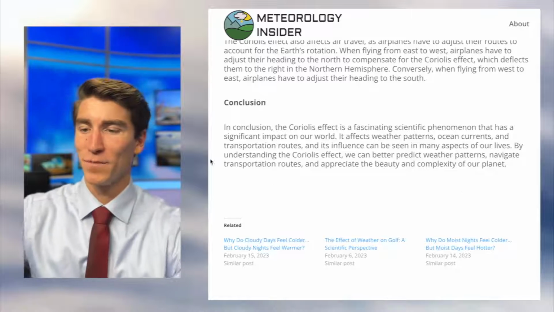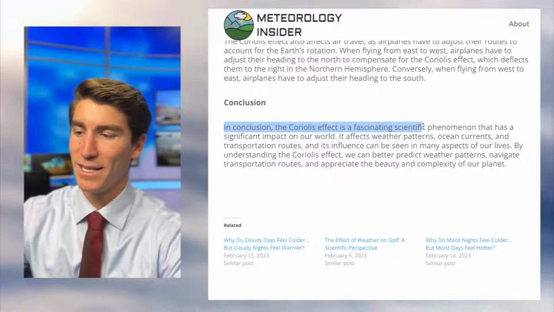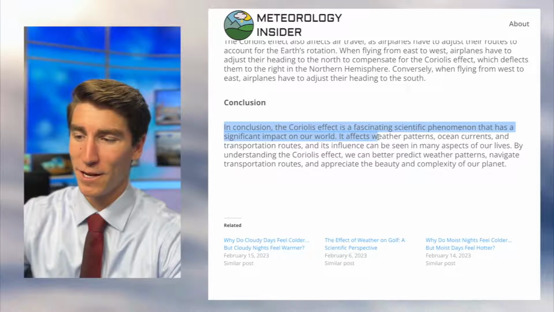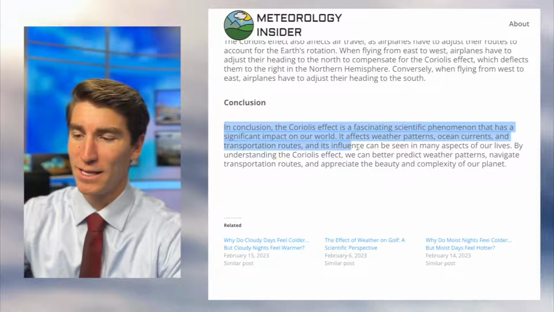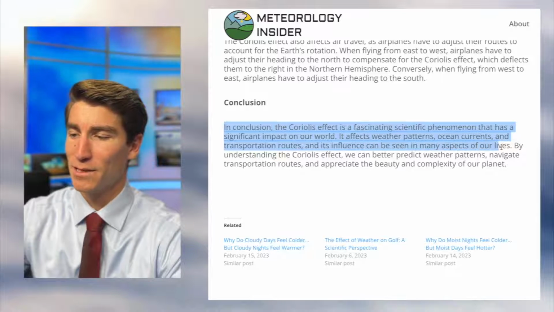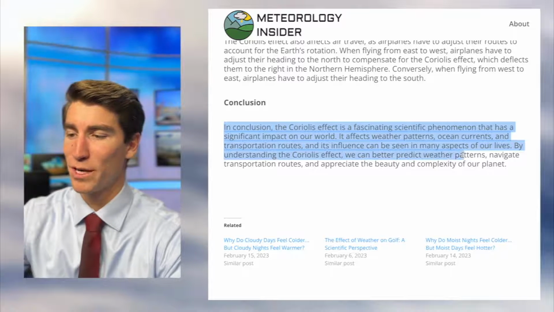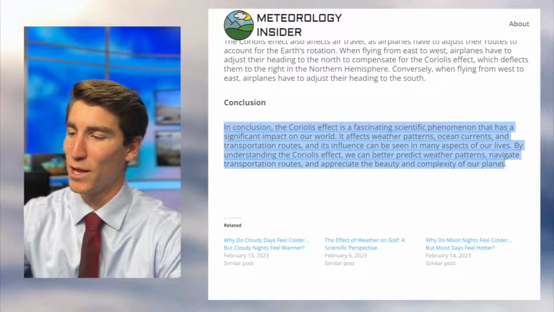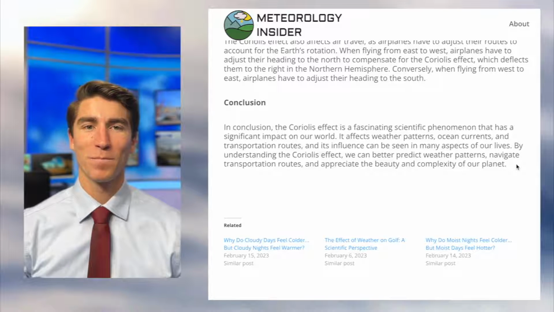So in conclusion, the Coriolis effect is a fascinating scientific phenomenon that has a significant impact on our world. It affects weather patterns, ocean currents, and transportation routes, and its influence can be seen in many aspects of our lives. By understanding the Coriolis effect, we can better predict weather patterns, navigate transportation routes, and appreciate the beauty and complexity of our planet. So, basic summary there.